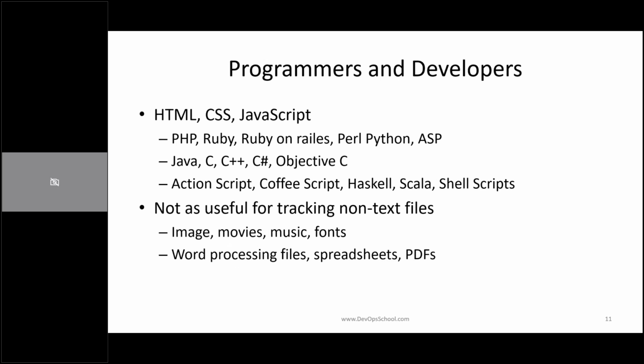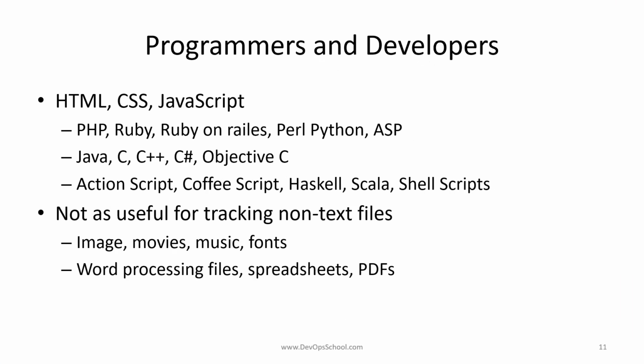So we should not use Git for storing images, movies, music, fonts, Word files, spreadsheets, and PDFs. I said we should not, but still Git can store these files, but the versioning will not be possible.